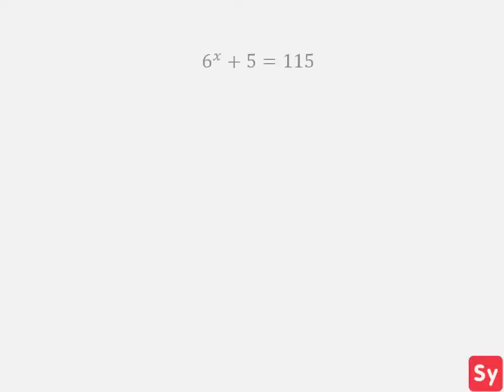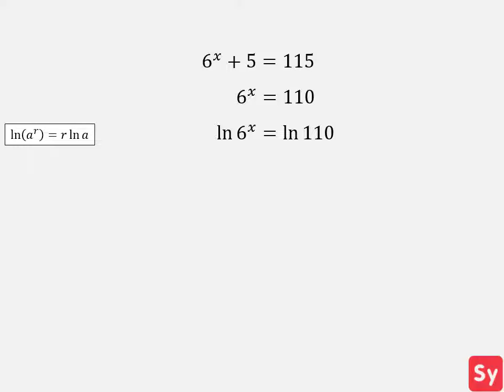First example, we have 6 to the x plus 5 equals 115. First, we isolate the exponential expression, so we subtract 5 from each side. Next, we will take the ln of each side to get rid of the exponent.